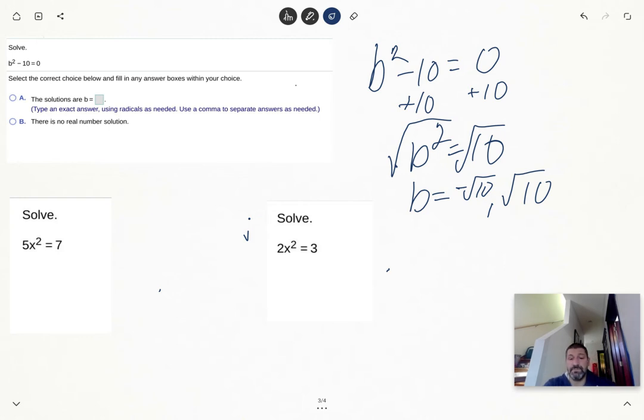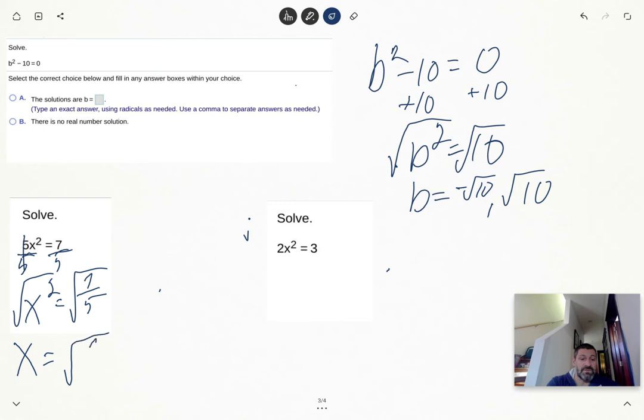Okay, now we're going to look at a couple examples where you actually have to do what's called rationalize the denominator. Again, we're going to get our x by itself, so that means dividing both sides by 5. The 5s cancel out. I've got x squared is equal to 7 over 5. Then I've got to take the square root of both sides, and that gives us x equals the square root of 7 over 5.